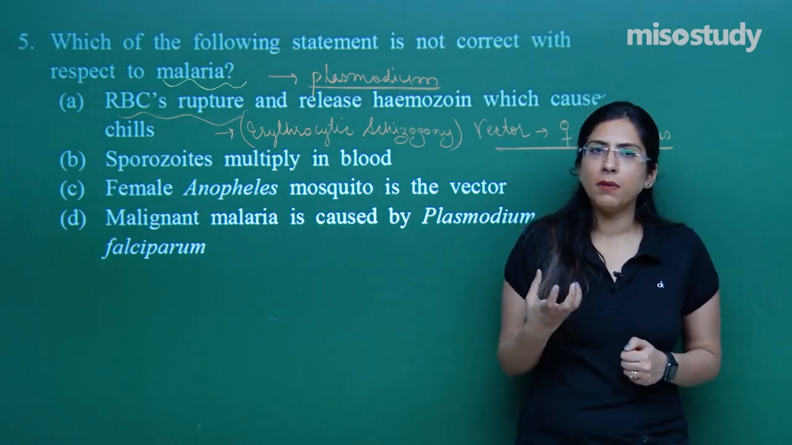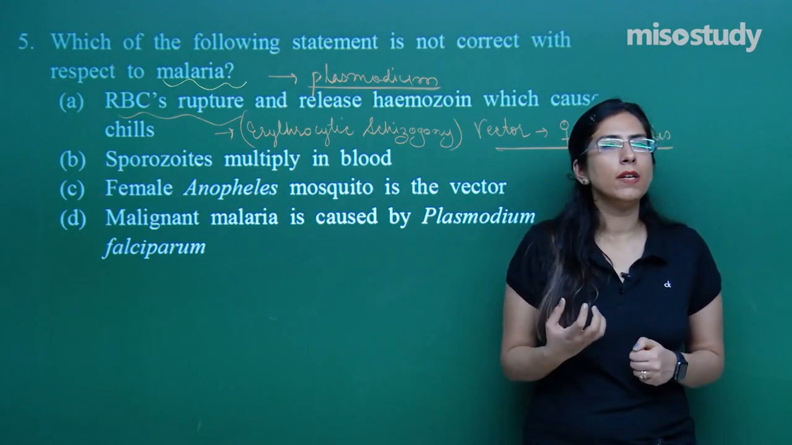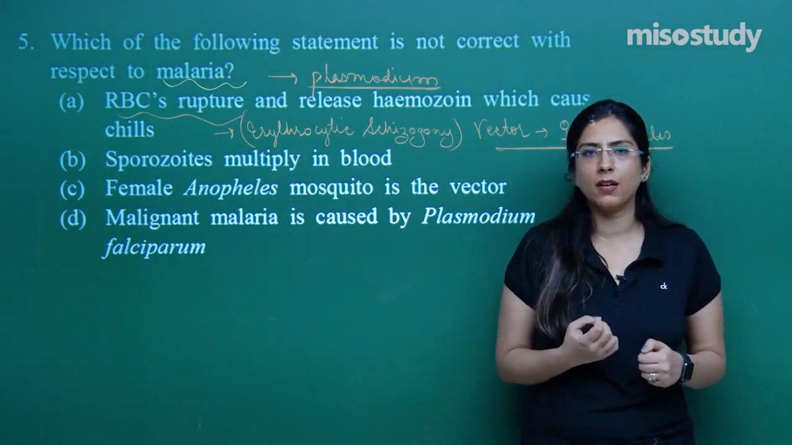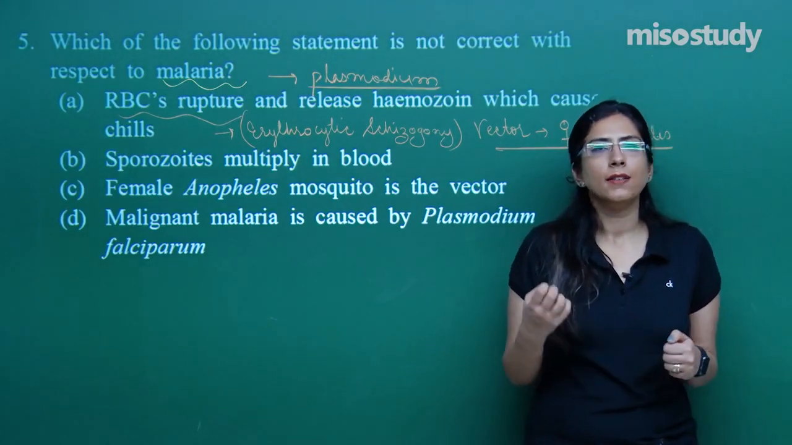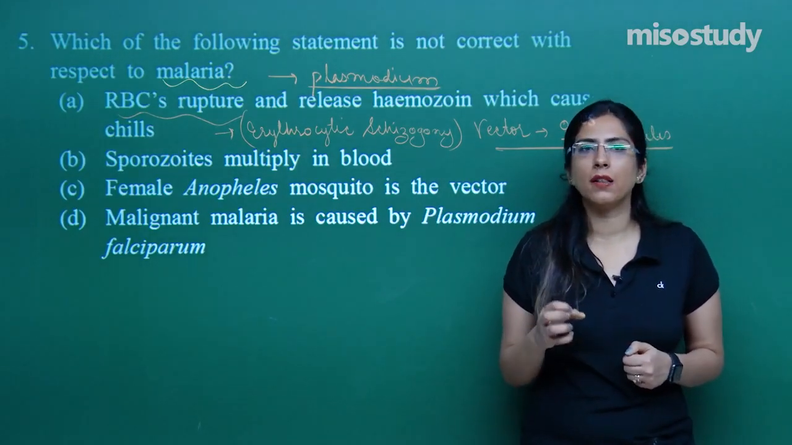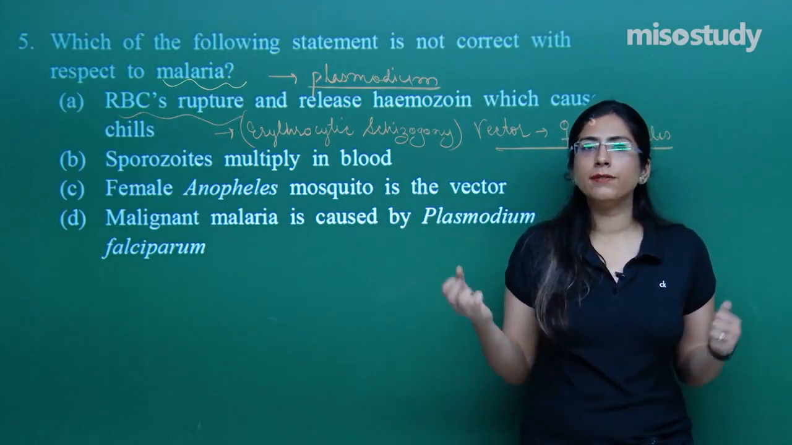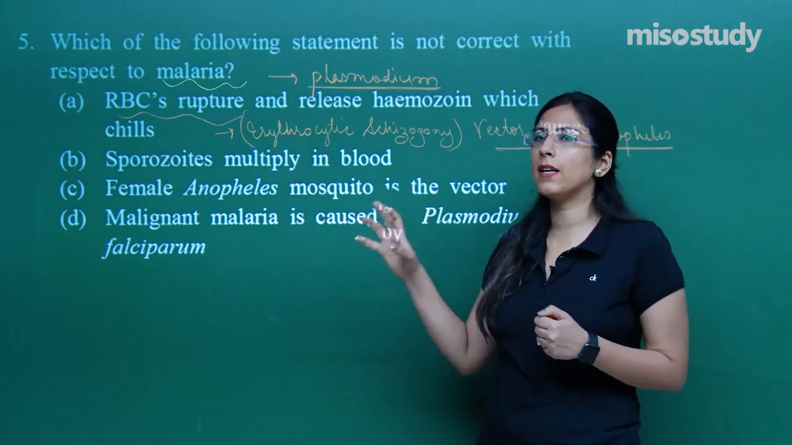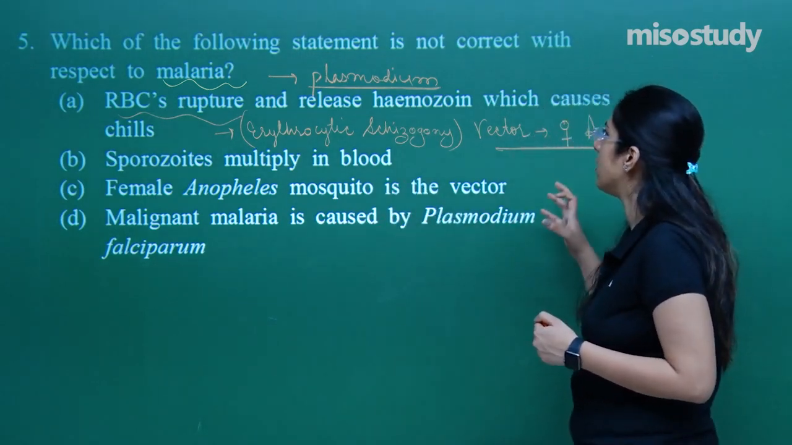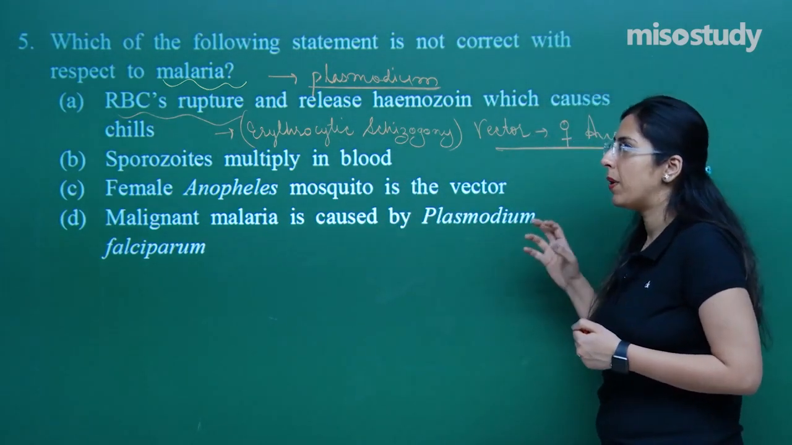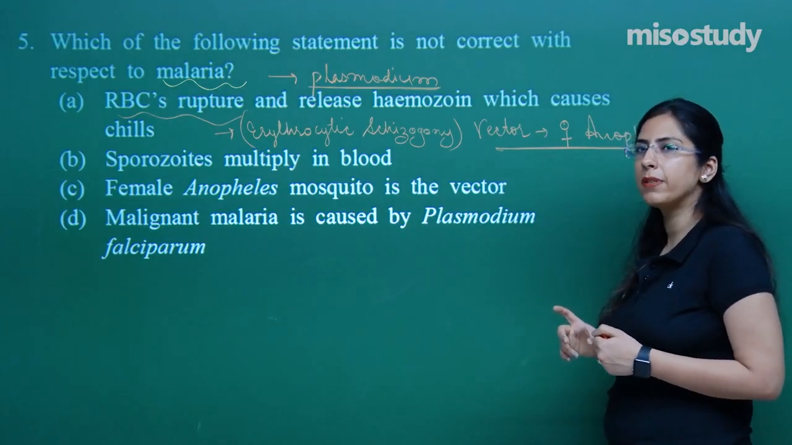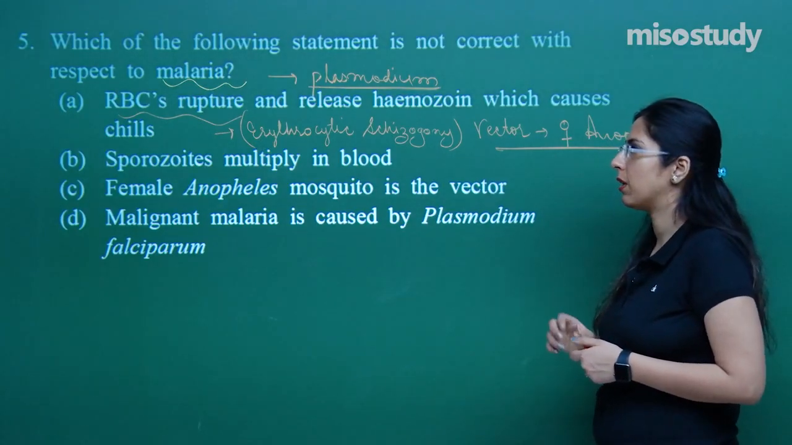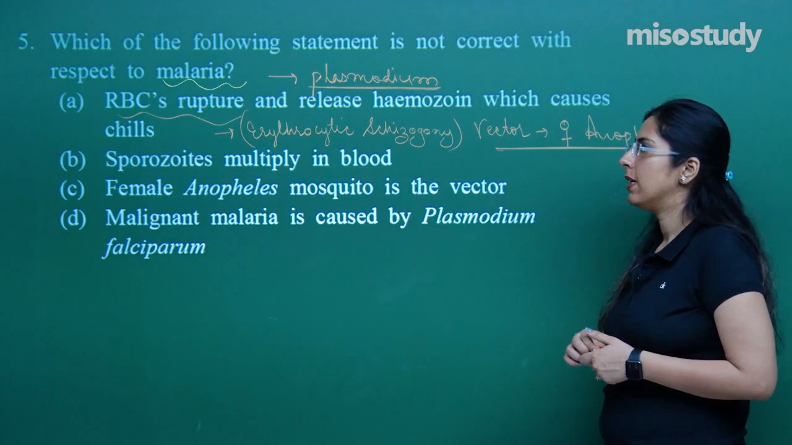When they enter into the RBCs, different stages come. In one stage, certain crystal formation occurs, called hemozoin crystals, that crystallize the hemoglobin present in them. Because of this, we feel fever. So this is the correct reason: RBC rupture releases the hemozoin, which causes chill. But before erythrocytic schizogony, what happens is the exoerythrocytic schizogony. So the first option is the correct one.